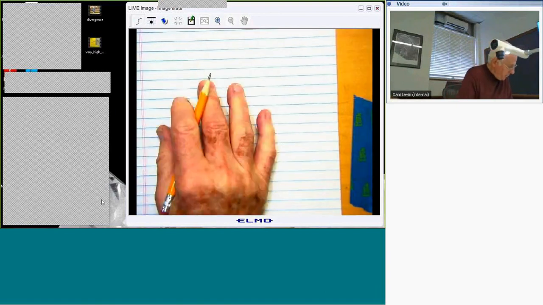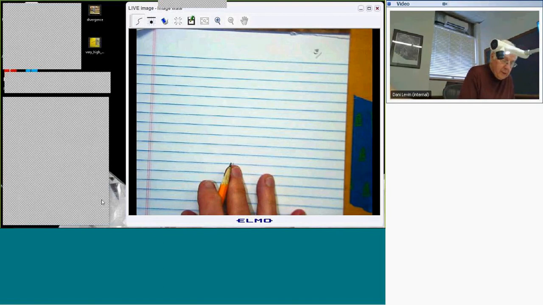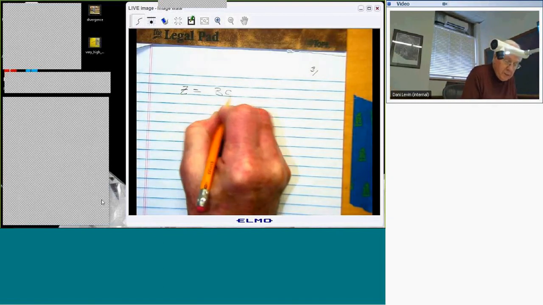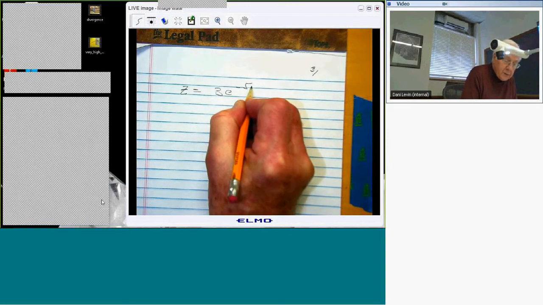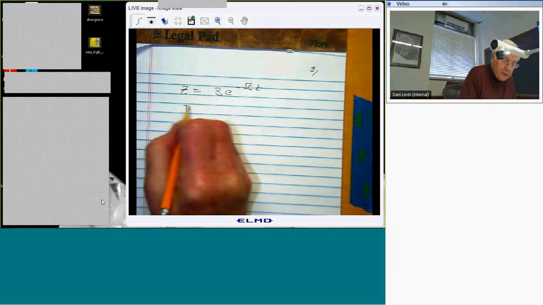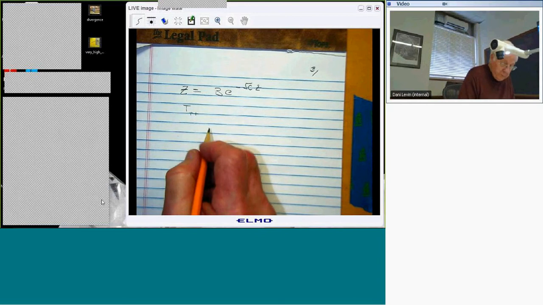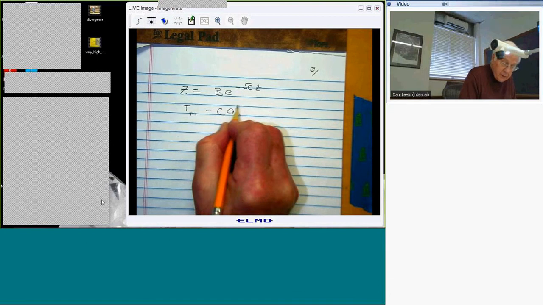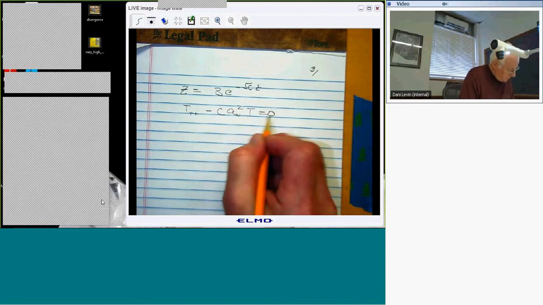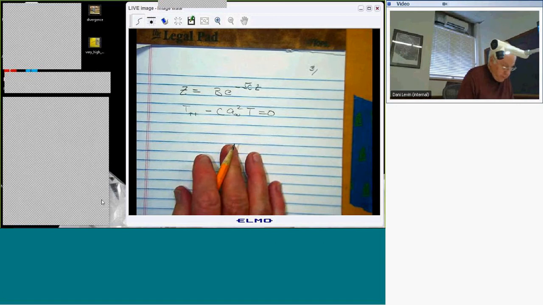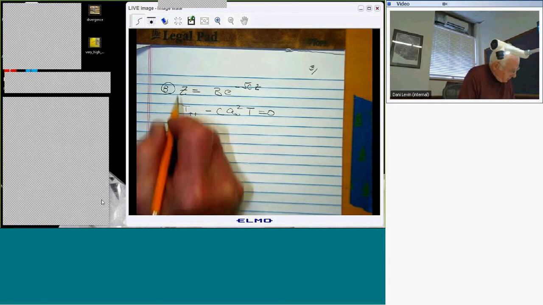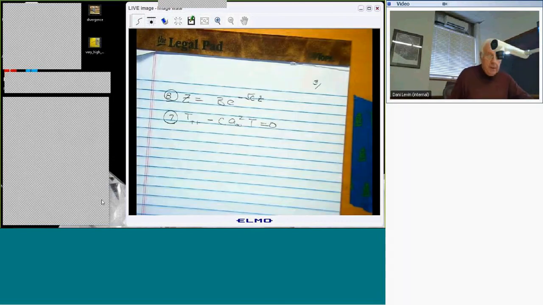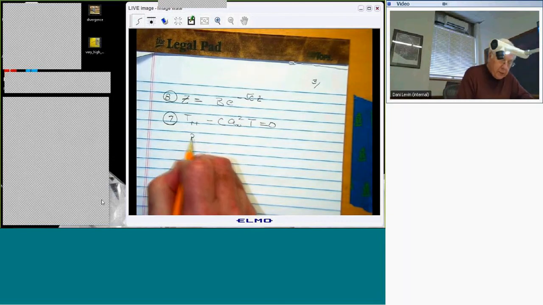So we've got what? We've got Z now is equal to B e to the minus square root of C times Z. And then, of course, we've got T minus C A infinity squared T equals 0. So this is 8, and I've just rewritten 7. Okay? All right, so let's now look at the boundary condition.